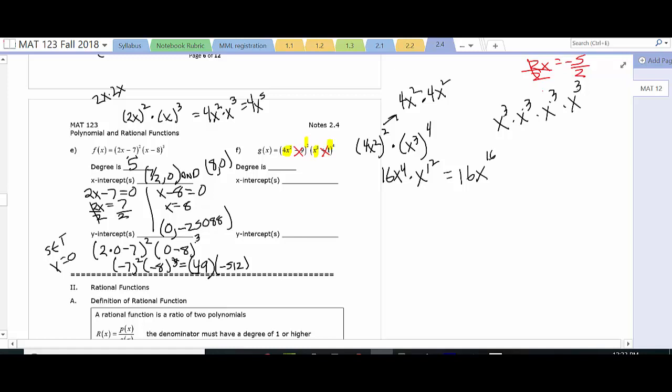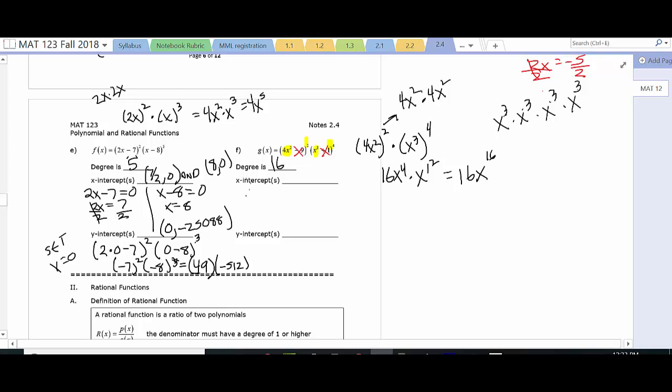16. Totaling. When you're multiplying, you're totaling what the exponents are. So that means the degree on that is 16. Okay, you know what would happen if you put it in the graphing calculator? The graph's going to go like this. It's an even degree polynomial, so that's what would end up happening.